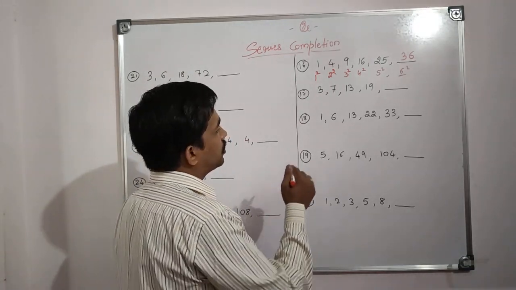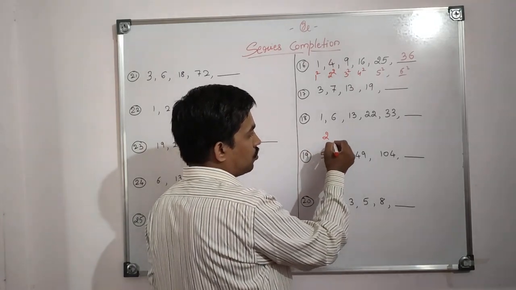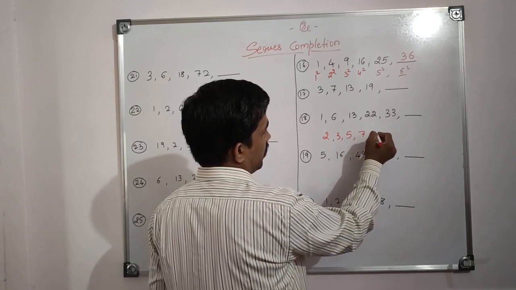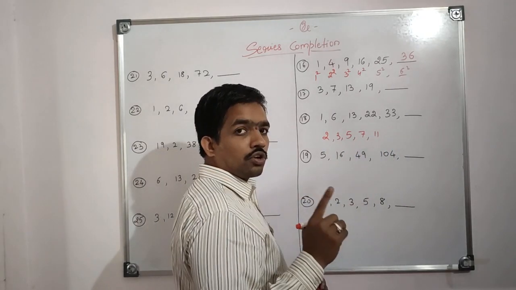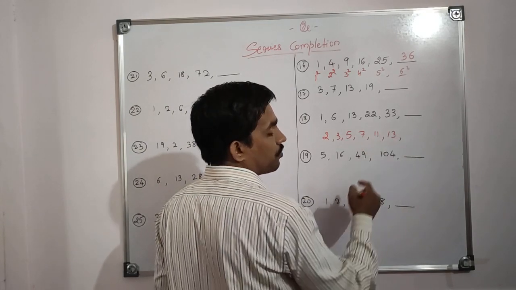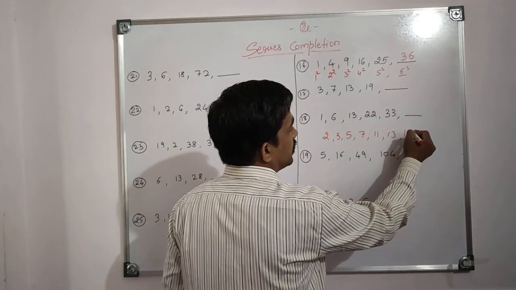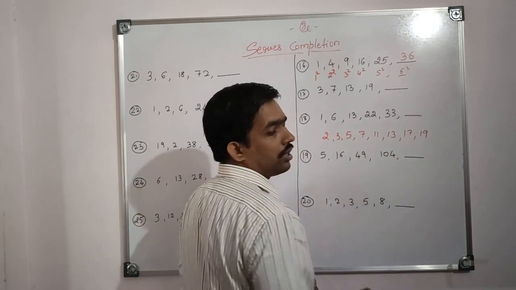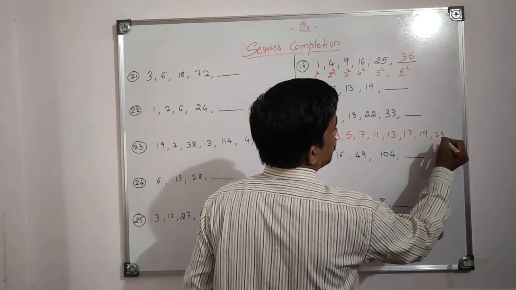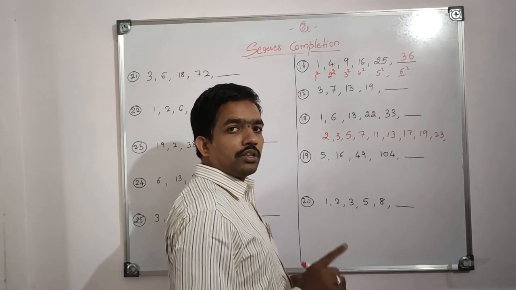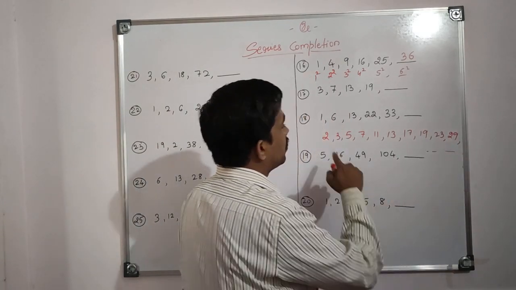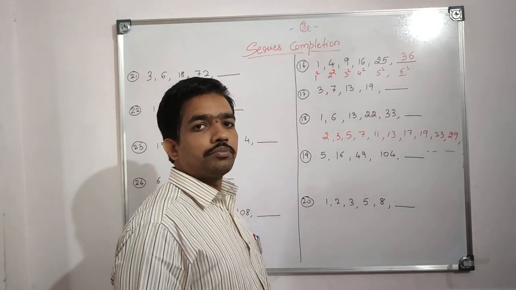So our prime numbers start from 2, 3, 5, 7, 11. 9 is not a prime number. 11, 13, 15 is not a prime number. 17, 19, 21 is not a prime number. 23, 25, 27 is not a prime number. 29 and so on. These all are our prime numbers.